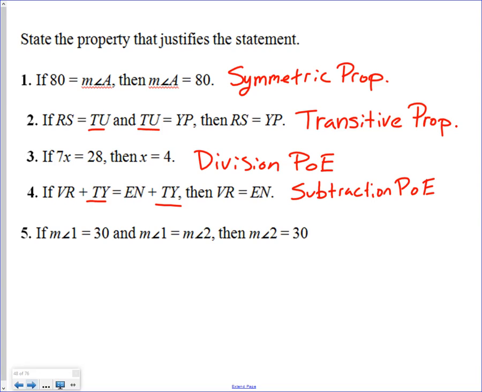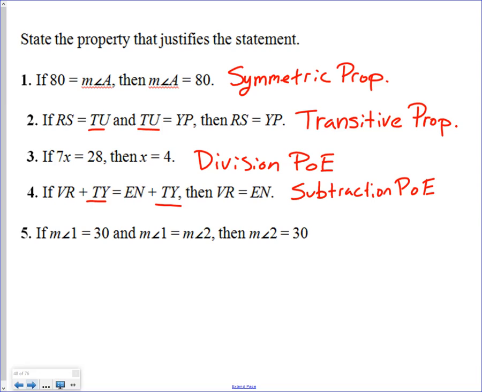Property of equality. And it's POE because mathematicians are lazy and we shorten stuff when we can. SUBT would be fine, right? Division, DIV would be fine, right? Again, I'm just telling you that it would not be clear if you only put SUB for substitution or subtraction.